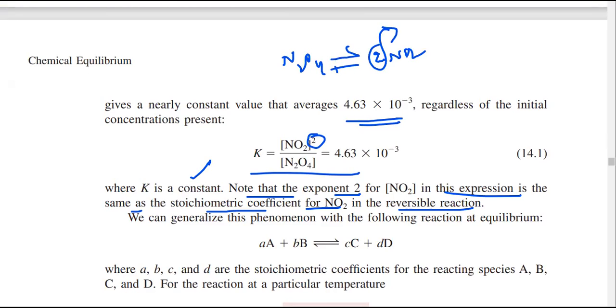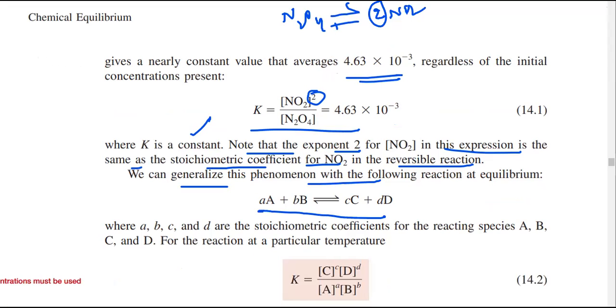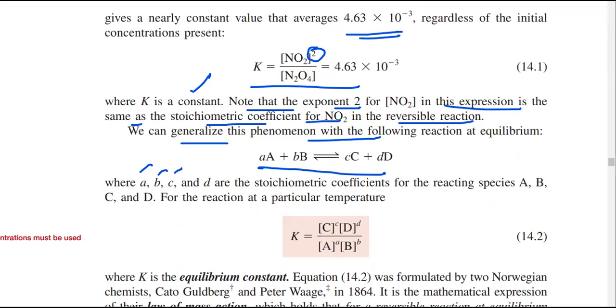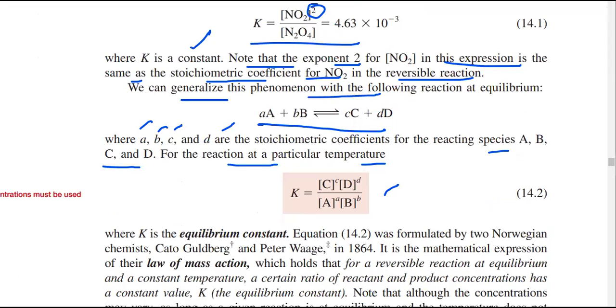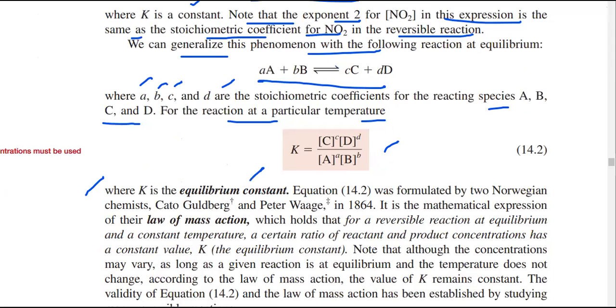That was shown here. We can generalize this phenomenon with this expression, that is aA + bB ⇌ cC + dD, where a, b, c, d are the stoichiometric coefficients for the reacting species, and A, B, C, D are the reacting species. The reaction at a particular temperature can be written as K = [C]^c [D]^d / [A]^a [B]^b, and K is called the equilibrium constant.